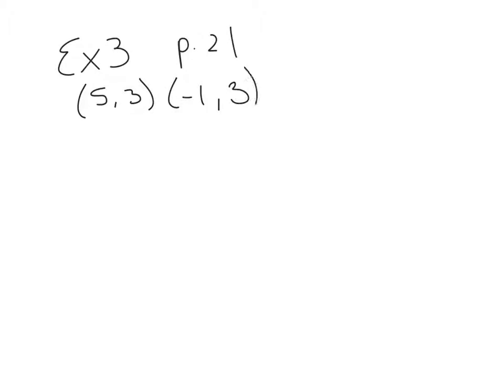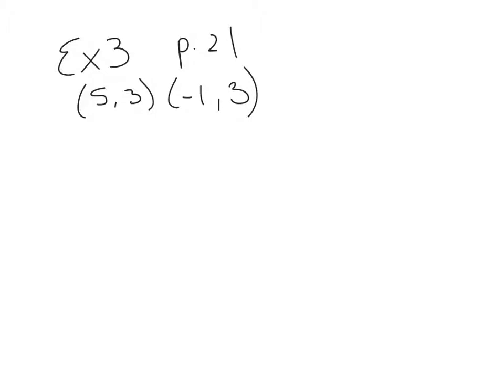We're going to move on to example 3, which is on page 21. At this point, if you're following along with your book, it asks you to find the slope of the line that passes through these 2 points, (5, 3) and (-1, 3).